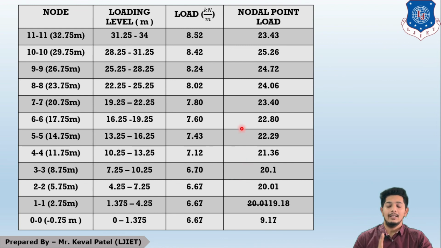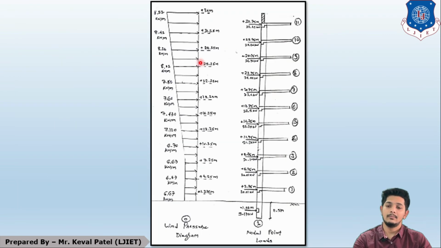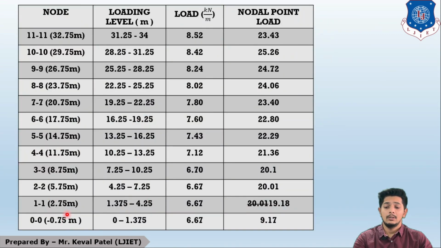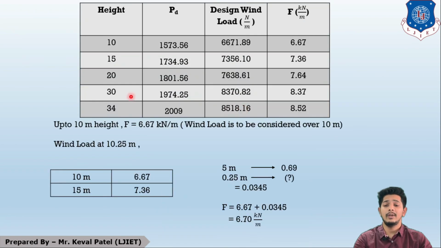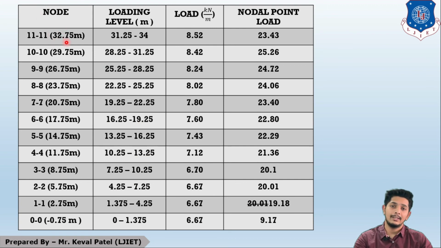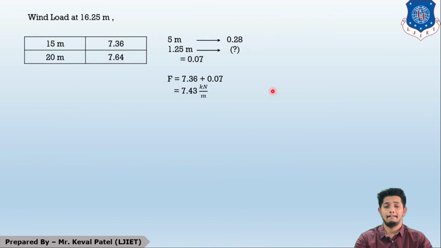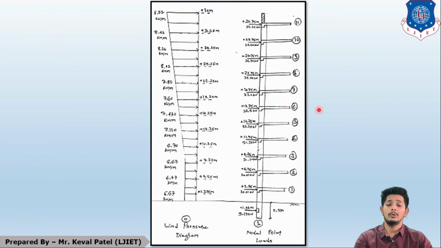Two graphs are there. One is the wind pressure diagram and the second one is the nodal point load diagram. These two graphs are merged and are the resultant, or we can say the solution, of this problem. So let us have a look at that graph. Here I can see first the wind pressure diagram. It is showing pressure according to the nodal heights. So from minus 0.75 to 32.75, the wind pressure is shown here. Same goes for these values: 0.75 to 32.75 nodal point loads are shown here, like this for all nodal points.